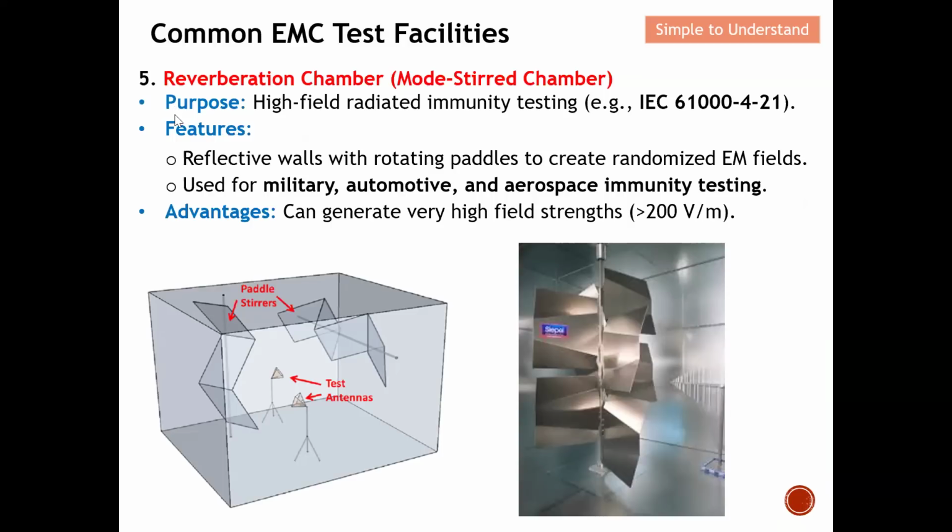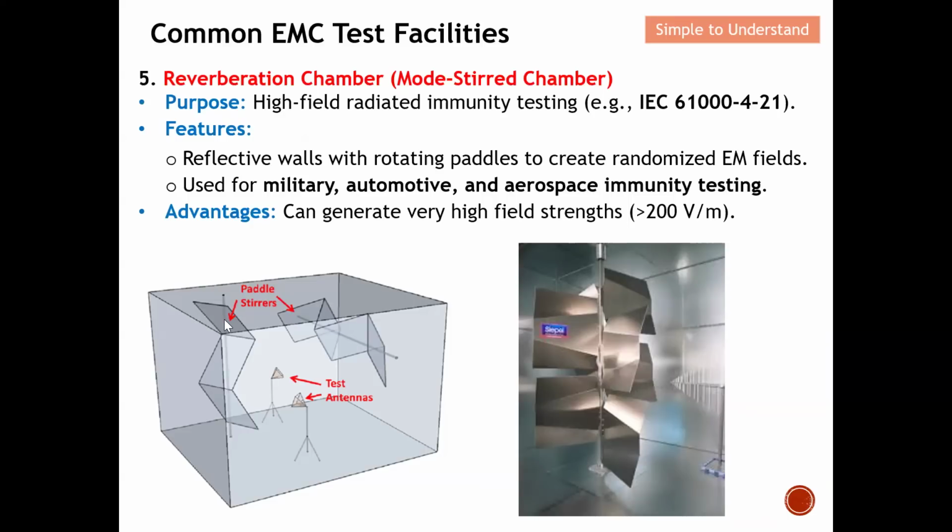So from here, you can see why we have this EMC test facility. The key purpose is to have the high field radiation immunity testing for this standard here, IEC 61000-4-21. So what is the key feature? We have this reflective wall with rotating pedals to create a randomized EM field.